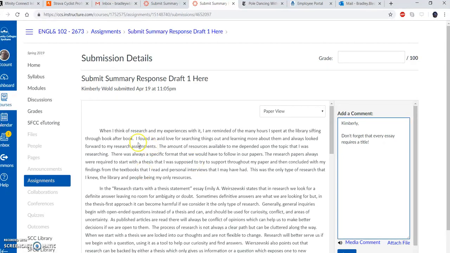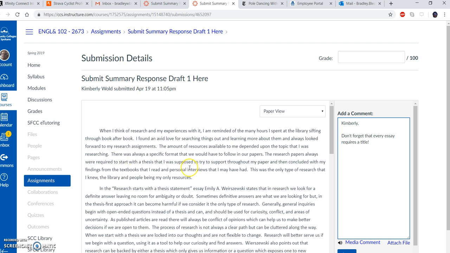Reading: When I think of research and my experiences with it, I'm reminded of the many hours I spent at the library sifting through book after book. I found an avid love for searching things out and learning more about them, and always looked forward to my research assignments. The amount of resources available to me depended upon the topic I was researching. I guess it would also depend on, are you at a library? Do you have internet? All that kind of stuff.